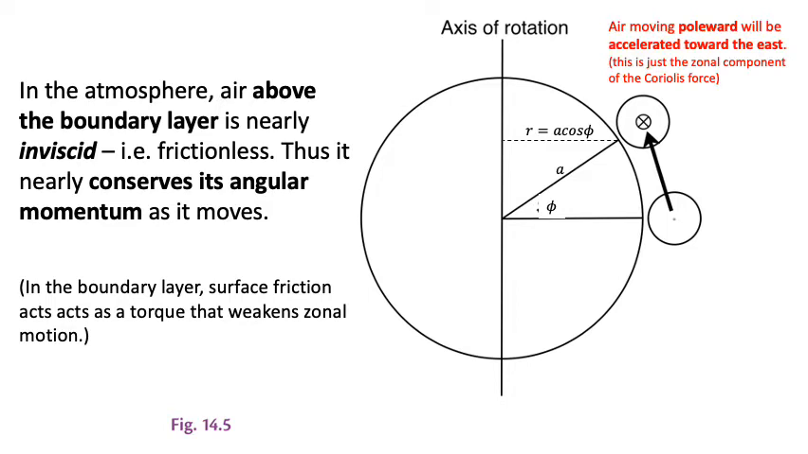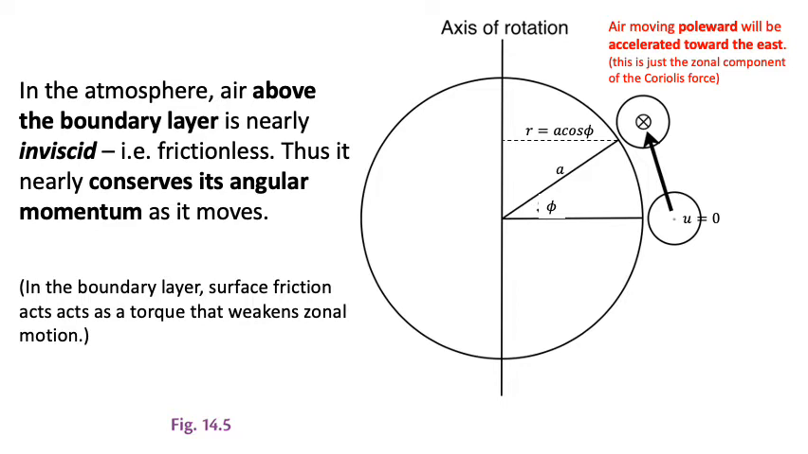So what does that mean? Air moving poleward will be accelerated towards the east. So you'll develop an eastward flow, a westerly flow. And this is just the Coriolis force. So the zonal component of the Coriolis force is literally conservation of angular momentum.